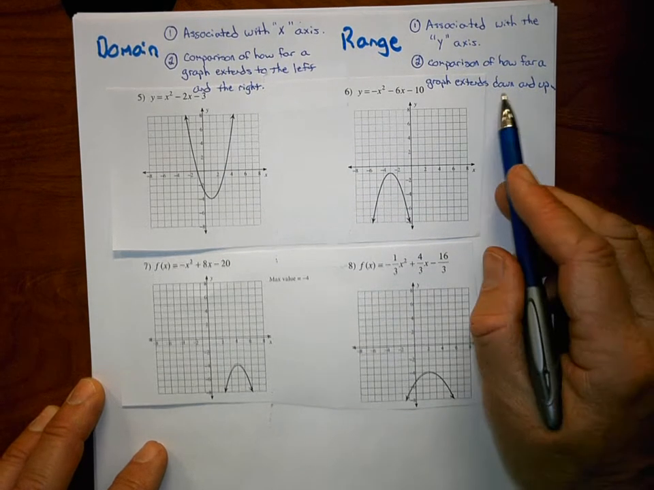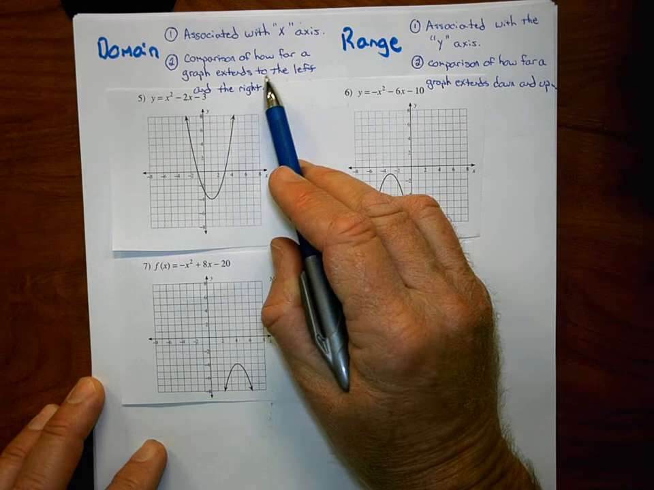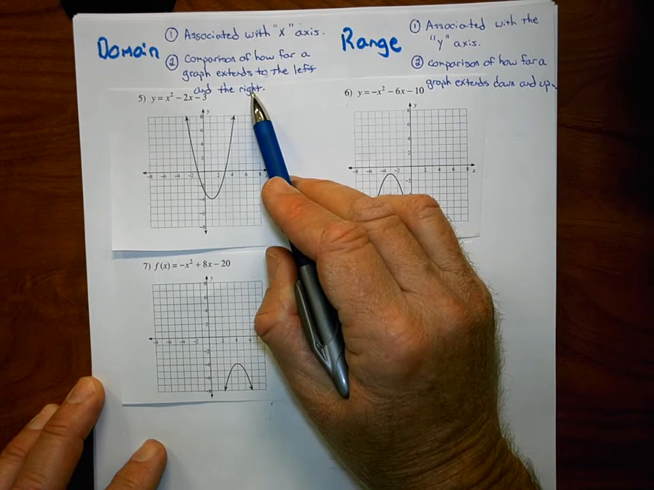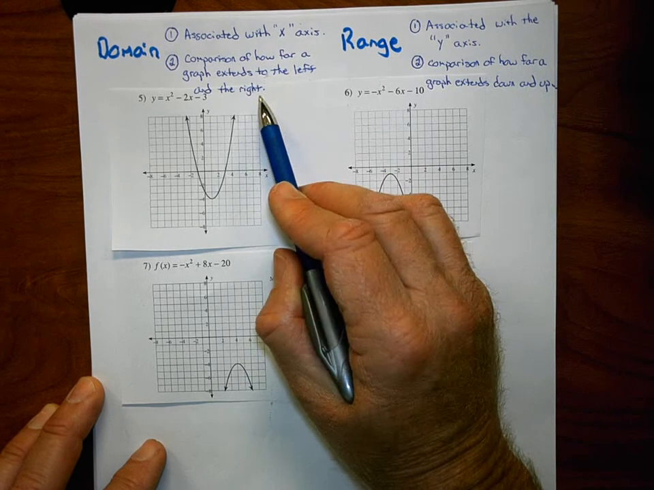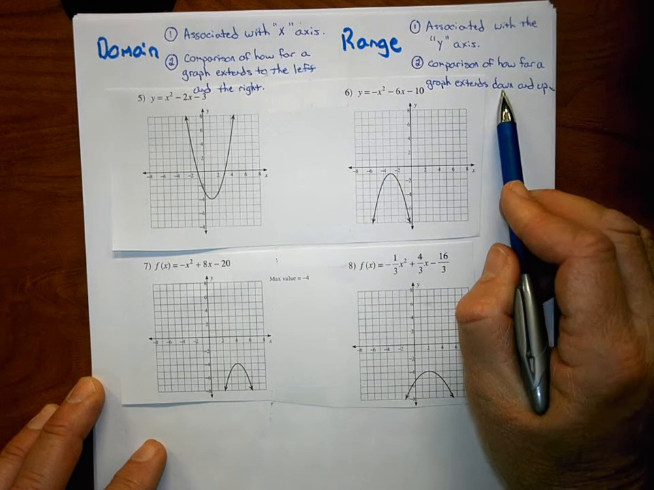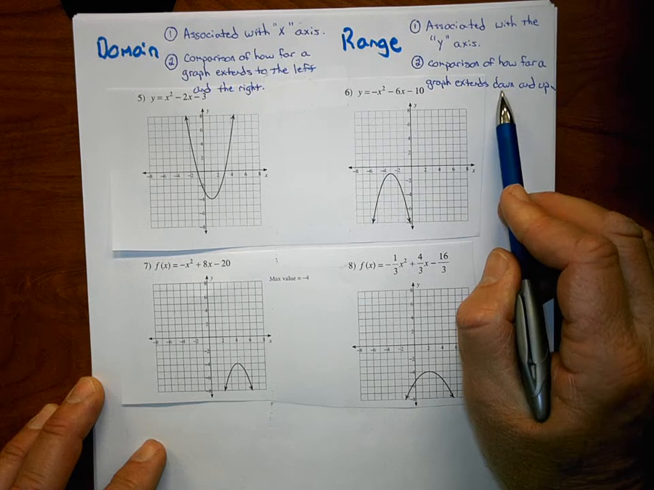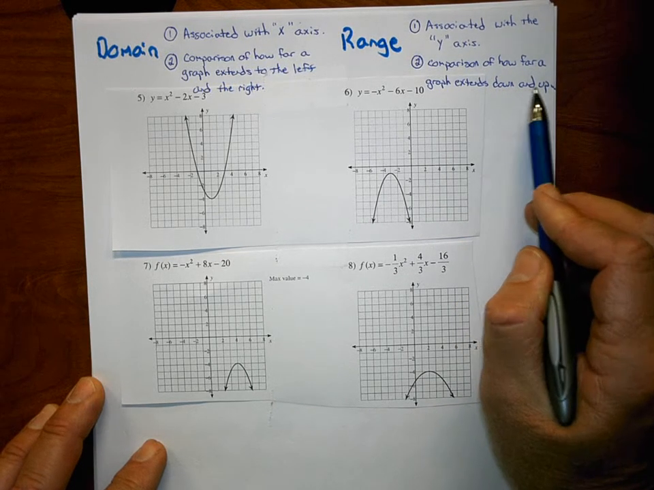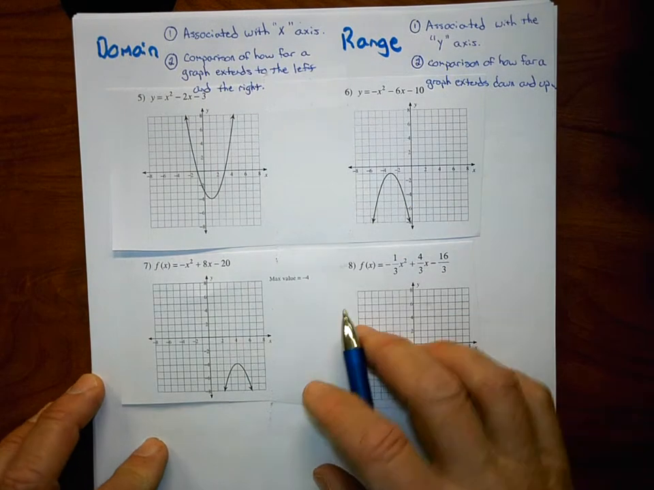And I wrote it specifically, you guys, for domain when I said it extends to the left and the right. I wrote that in a specific order, left and then right. For range, I wrote this in a very specific order. It's always a comparison of how far a graph goes down and then up, okay? So the order that I wrote it is very important.